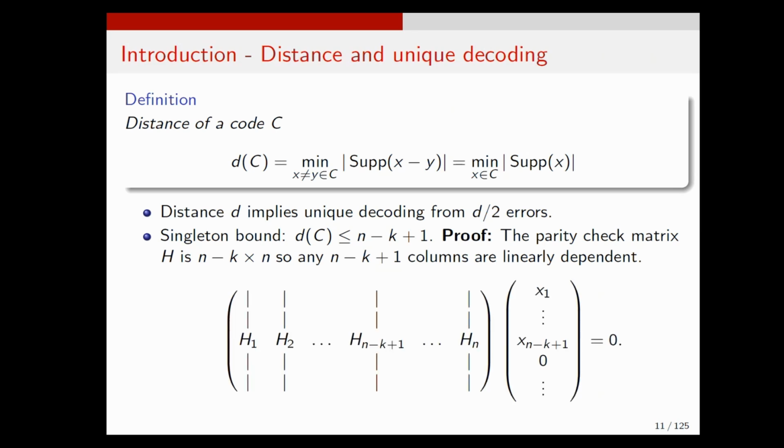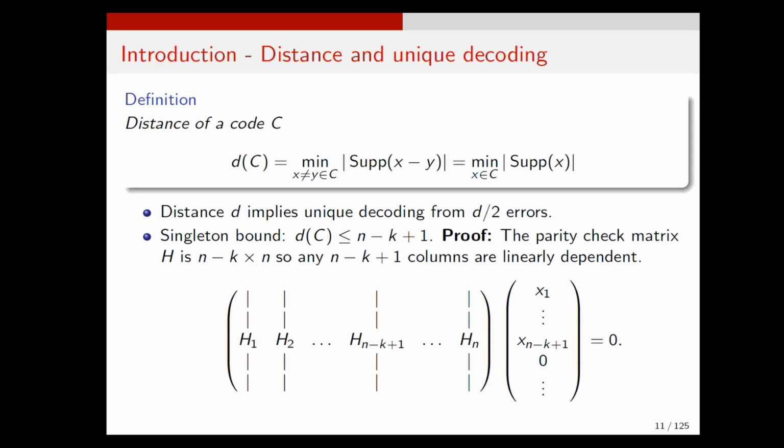Right, so, but okay, we have a parity matrix. If we just look at the first n minus k plus 1 columns, because each of the columns is just of size n minus k, I should be able to find some linear relation between them, which will give me a point in my code world that has support of size at most n minus k plus 1. So that's the singleton bound. Any questions about this slide?